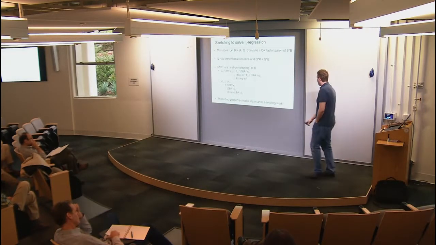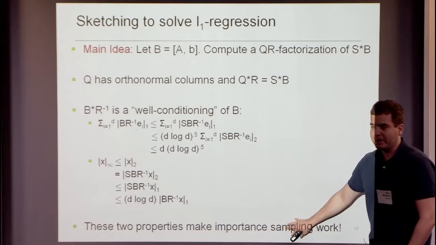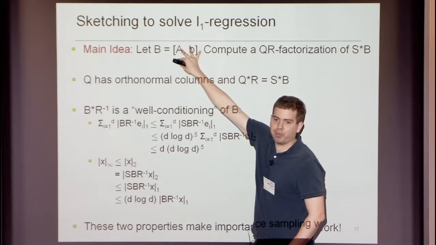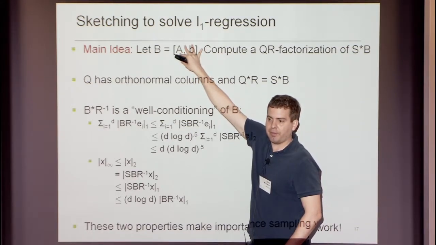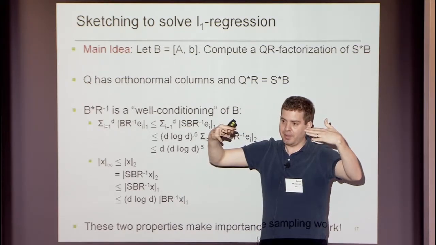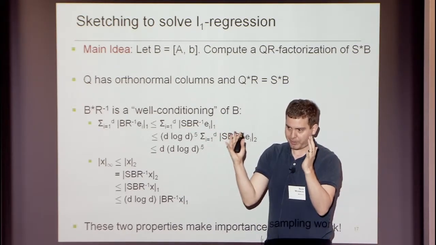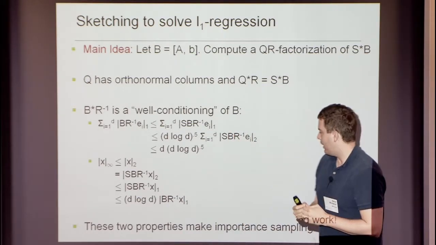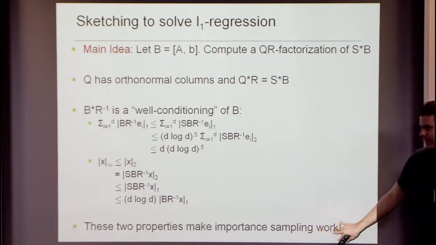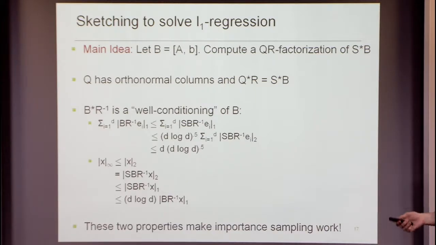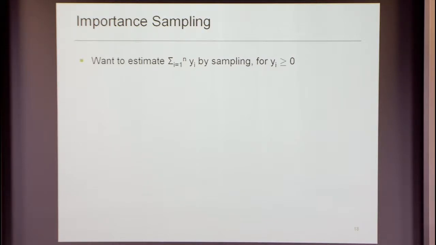So I didn't say why. So what does this even mean? The way we're going to try to solve L1 regression is we're going to sample a small number of rows of A and the corresponding coordinates in b, reweight them, and just solve the regression problem on that sample, and use that as a solution for the original problem. And the sampling has to be done in a certain way. So let me just describe on the next slide how we do sampling.